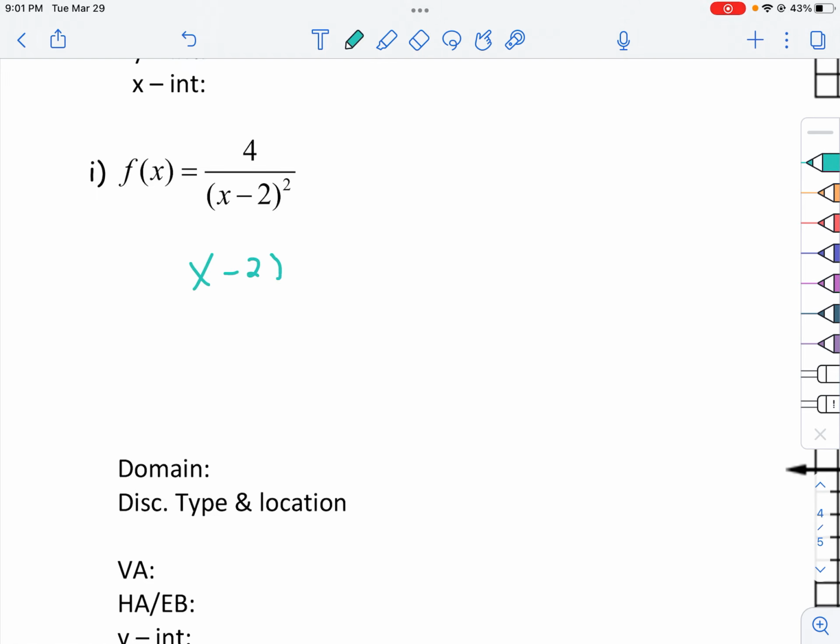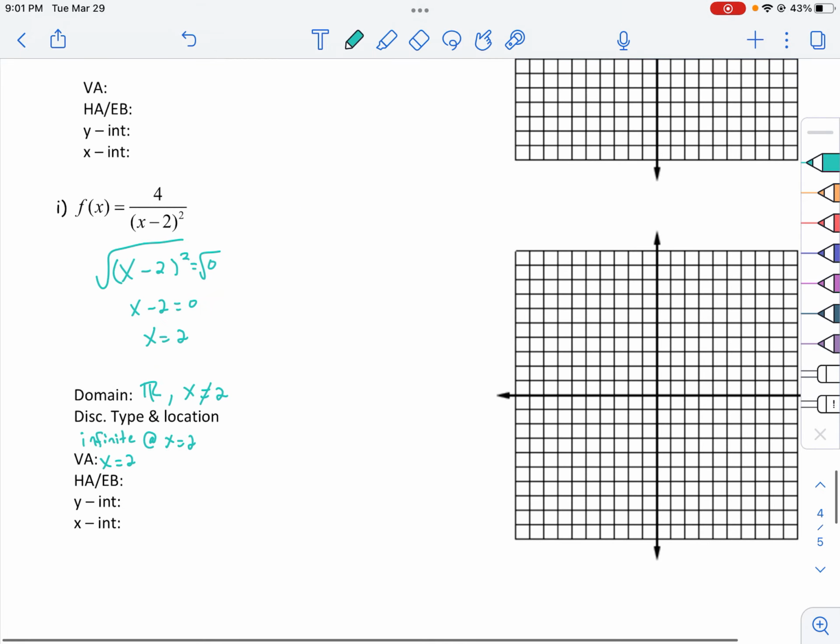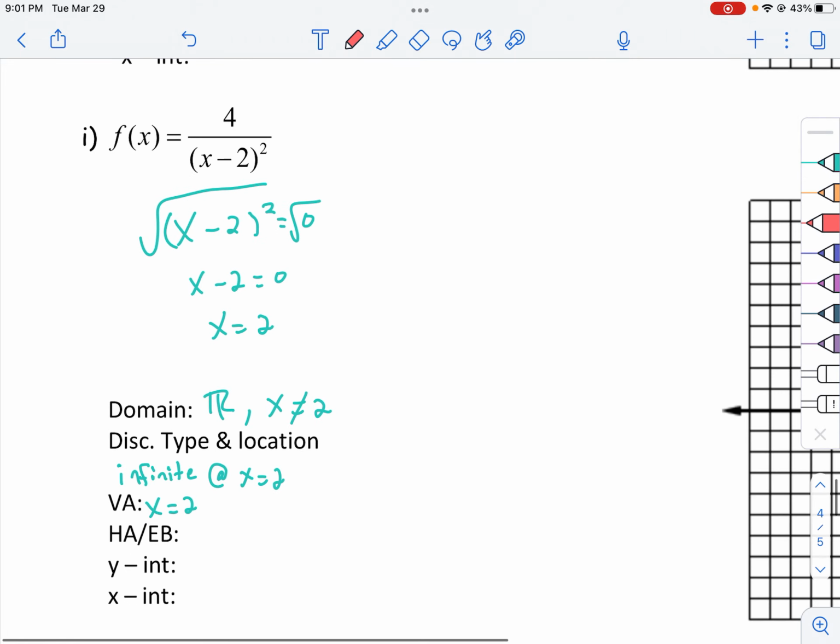Right, so we set the bottom equal to 0. When you set the bottom equal to 0, you solve for x. So x minus 2 equals 0 when you square root both sides. So x equals 2. That gives us the vertical asymptote. Discontinuity is infinite. At x equals 2, domain all real numbers, x cannot be 2. Perfect.